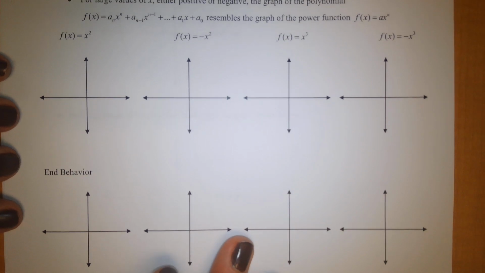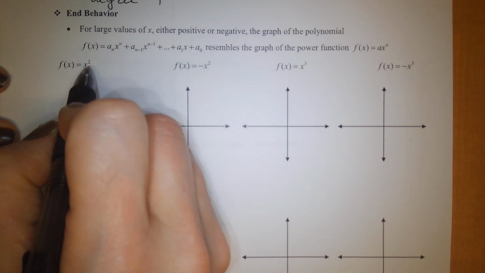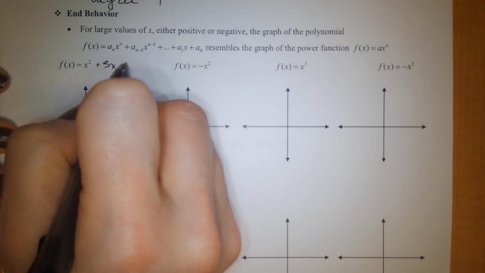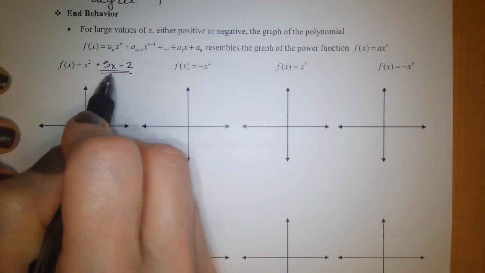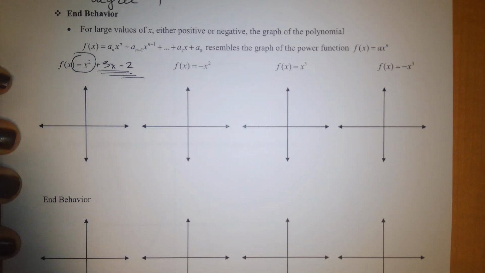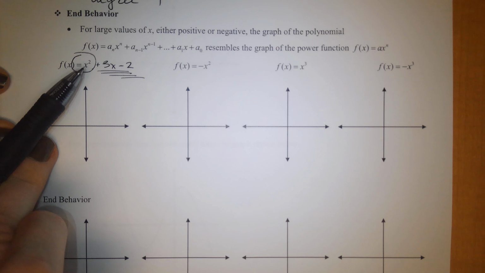Now let's talk about end behavior. End behavior is just the ends of the graph. So if I have a graph that's x squared, and it might have other things after it, like plus 3x minus 2, I'm not so concerned with what the rest of this is. I'm just talking about the core power function that is at the very beginning, which is the highest degree possible.